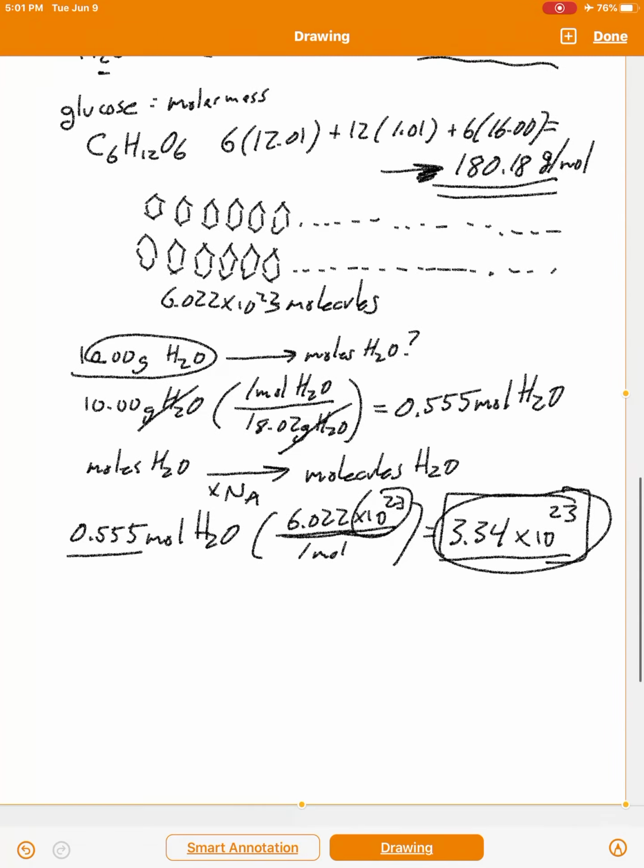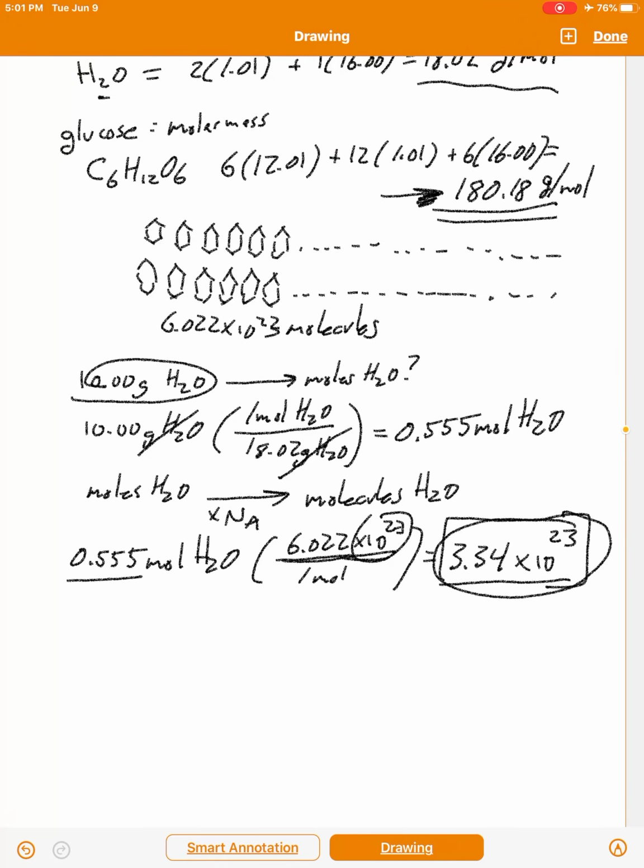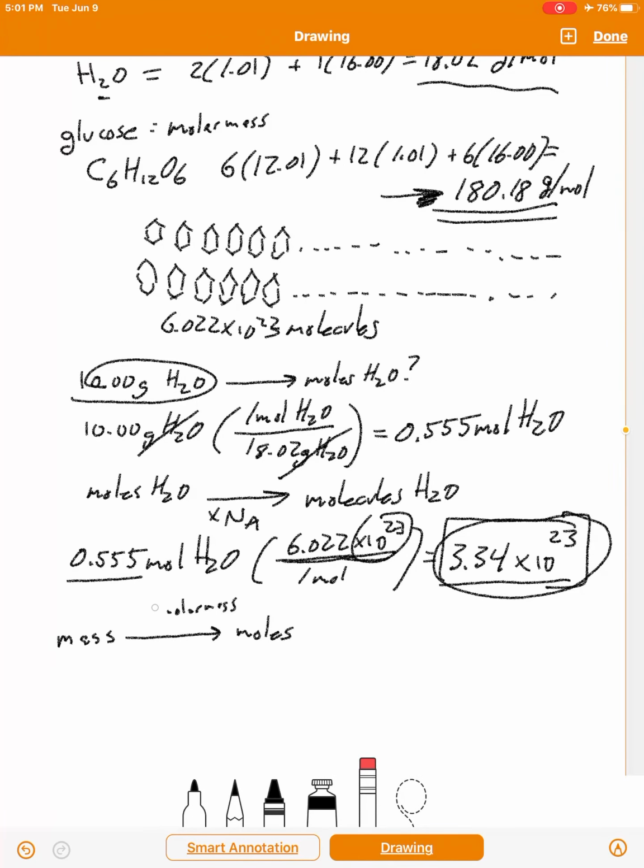Okay? So just to sum up that calculation, if you have the mass of a substance and you want to get the moles of the substance, you divide by the molar mass. Dividing by the molar mass gives you the number of moles. Actually, let me make that a little bit bigger. It's kind of hard to read that, especially on these videos. So if I want to go from mass to moles, you divide by the molar mass.